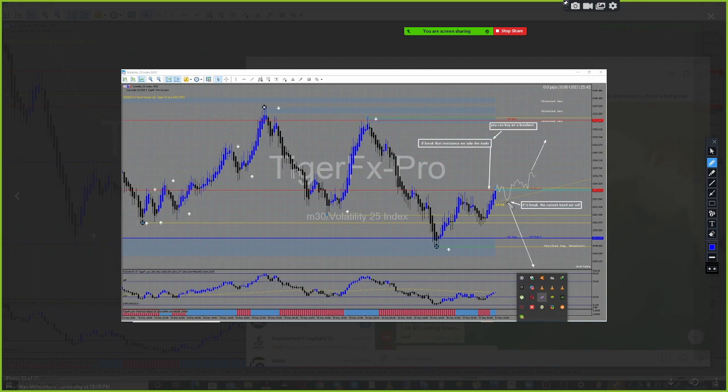I've shown that if it breaks here, it will go down, because here there's a resistance. The resistance can hold, and if it breaks, I'm going to sell. I also named it: if it breaks the current trend, we sell. And you can also buy on a breakout of that resistance.